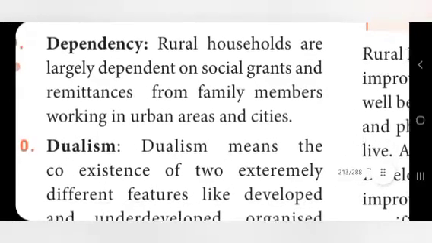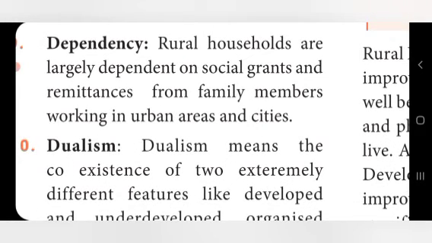Dependency. The rural households are largely dependent on social grants and remittances from family members working in urban areas and cities. They always depend on their sons and daughters who are working in the cities. Suppose in a family only one person can earn money, living in the city, and sends money to their parents and siblings. That is dependency.